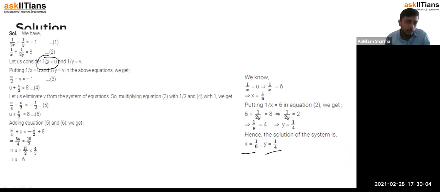We have substituted 1 by x equal to u, 1 by y equal to v. The equations we have formed, we have solved them by elimination. We can use any method, it hardly matters. And then finally we realized that u was not only equal to 6 but also equal to 1 by x, so x comes out to be 1 by 6. So it is the exact same method that we have followed.